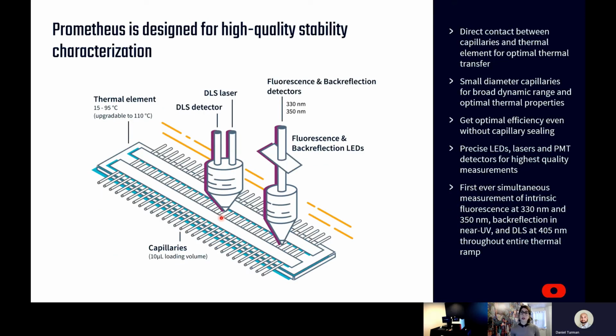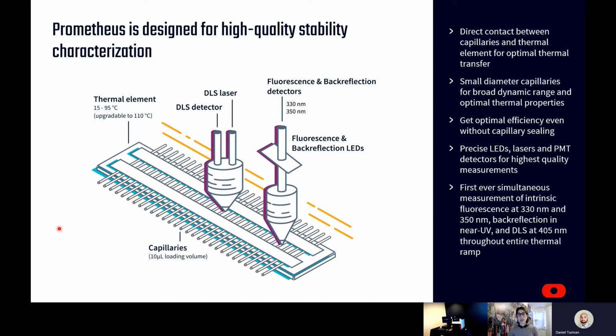To acquire a fluorescence sample signal in the Prometheus instruments, we are using capillaries as the sample container, and each is holding 10 microliters of sample. They sit directly on a thermal element, which is used to steadily heat the samples up to the desired end temperature according to a specified thermal gradient. This direct control results in more precise temperature control with the measurements, which helps to achieve high reproducibility, not only between capillaries, but also between runs.